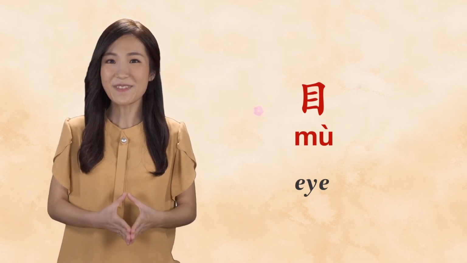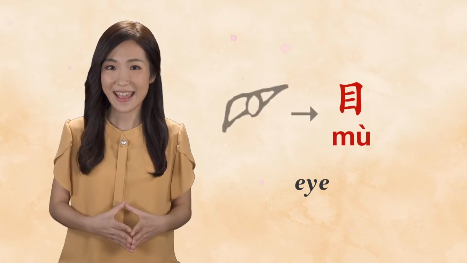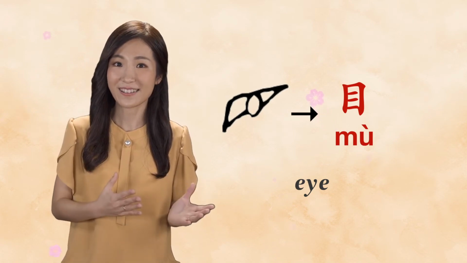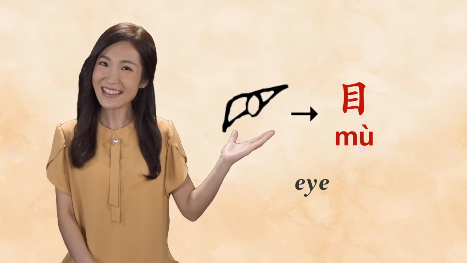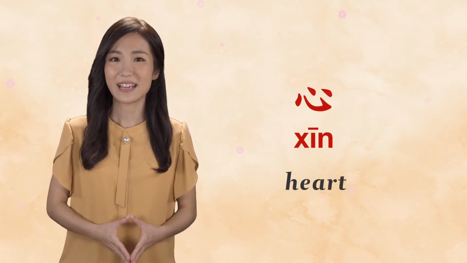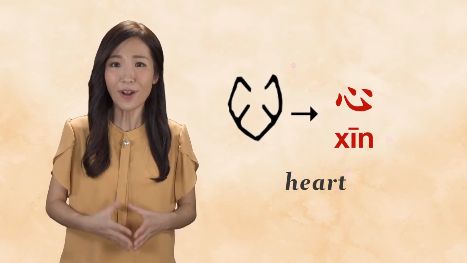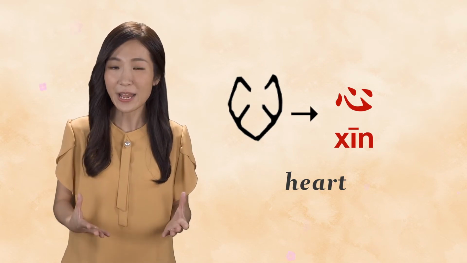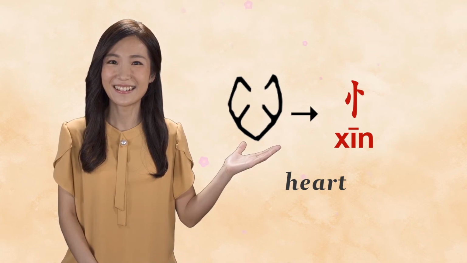目. Pronounce with me. 目. This means eye. In ancient days, it was flipped horizontally, and the middle box looked like the pupil of an eye. Cool, right? 心. Pronounce with me. 心. This used to be shaped much more like an actual heart. In ancient days, the modern character also sometimes appeared in another form.